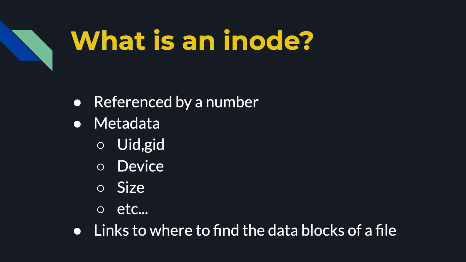An inode consists of metadata, such as a user ID, group ID, the device that the inode is saved on, the size of the file, and some other things. The inode's main purpose is to point to the file, or tell the kernel where to go to retrieve the data blocks. It gets fairly complicated, but it says go to this particular location on the hard drive to find the blocks of data that make up the file.